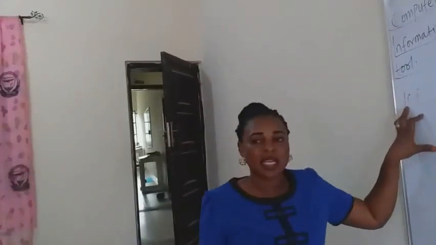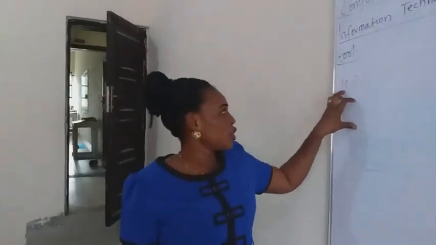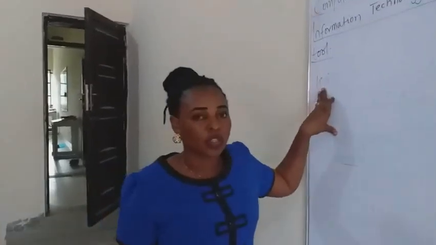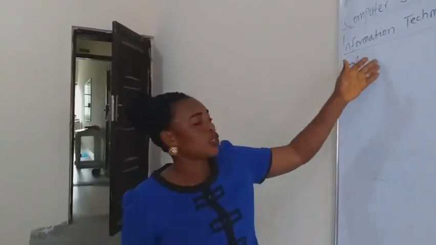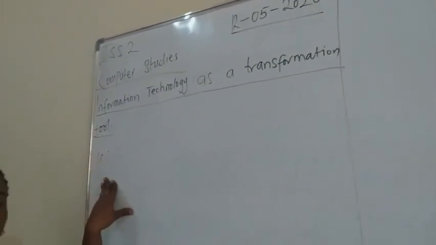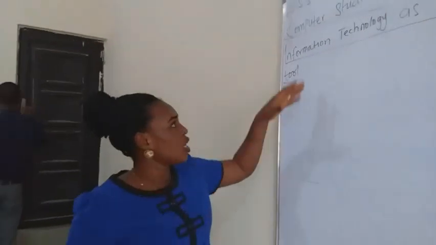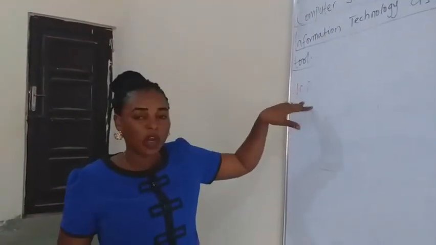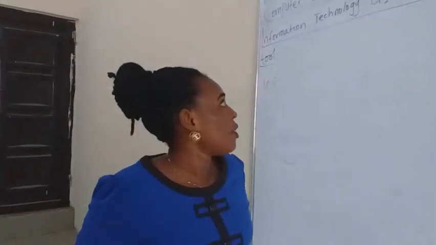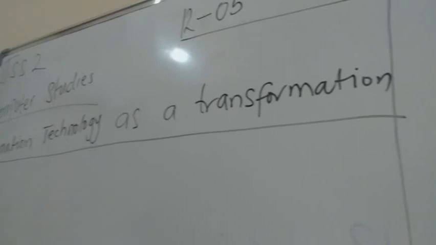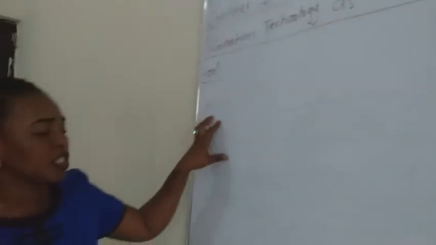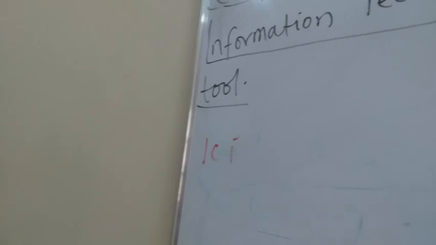Now, ICT is an acronym for Information and Communication Technology. So in some places you see it as Information Technology, in some other places you see it as Information and Communication Technology. Basically, whenever you see Information Technology and Information and Communication Technology, they are more or less talking about the same thing. This topic says Information Technology as a transformation tool, and we have been able to establish that ICT stands for Information and Communication Technology.